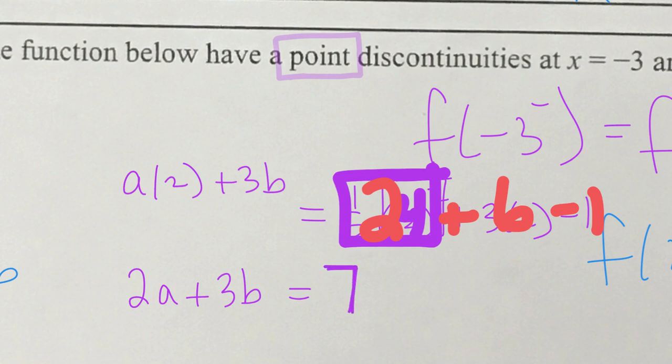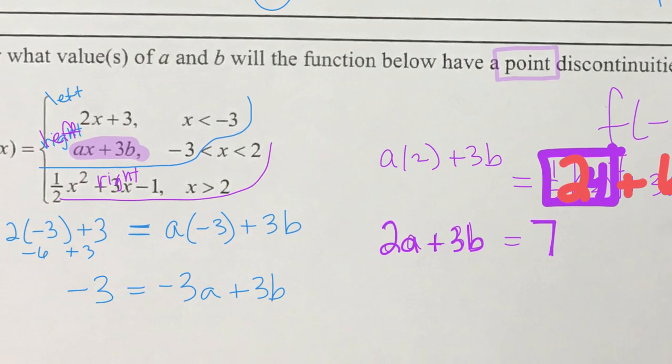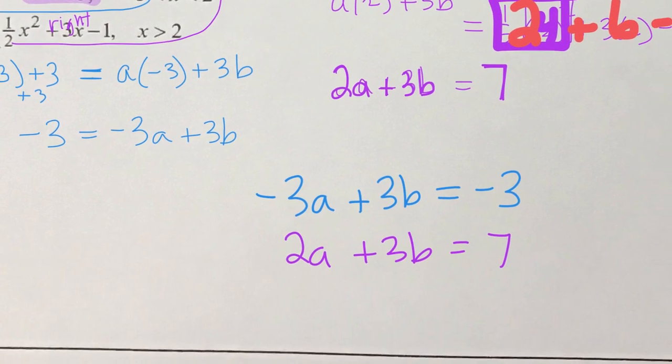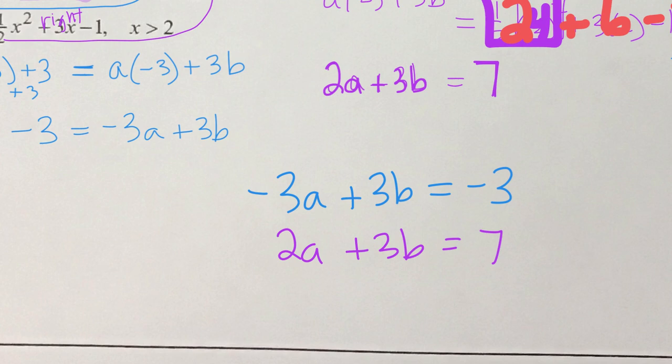So I have 2 equations with 2 unknowns. So we're going to solve this by making a system of equations. This is a throwback to Algebra 2. We're going to make -3a plus 3b equals -3. That's one of our equations. And 2a plus 3b equals 7. That's our other equation. So we've just made a system of equations, 2 variables with 2 equations, and we're going to solve this system.